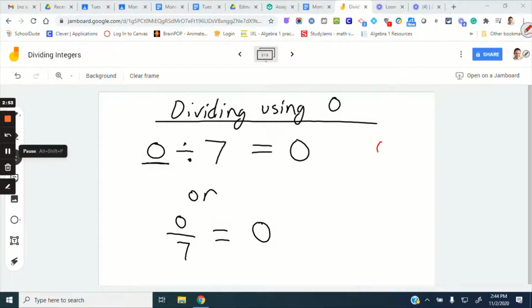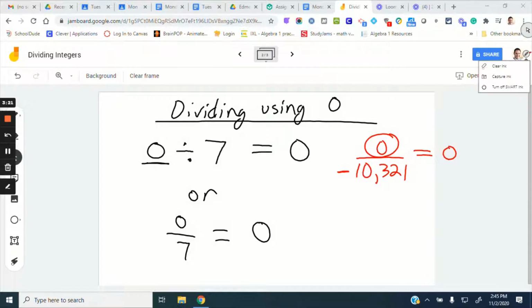Let's say I have 0 divided by 10,321. Doesn't matter. Maybe I'll make that a negative 10,321. So 0 divided by negative 10,321, guess what? The answer is 0. If 0 is in your numerator, or is the first number in your problem, that makes your final answer 0. Now, it changes if we're dividing by 0.